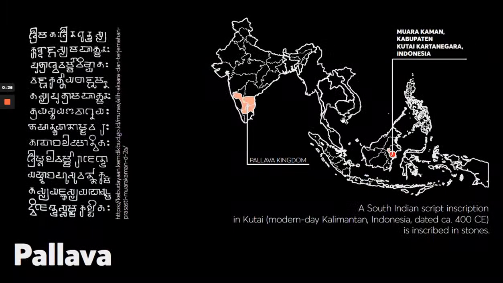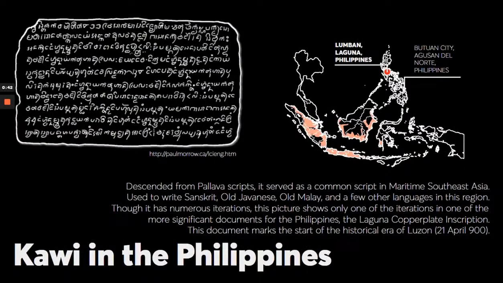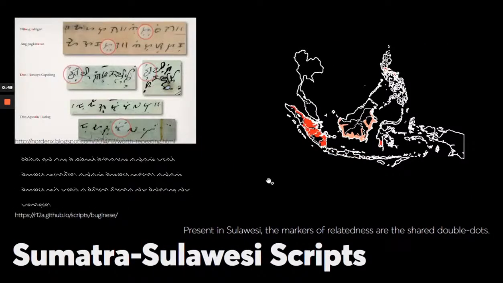Some of its better known relatives are the Pallava script, the Kawi script, which is also a marker of our history, and the Sumatra-Sulawesi scripts, in which the Buginese and Old Makassar scripts are members of this family.